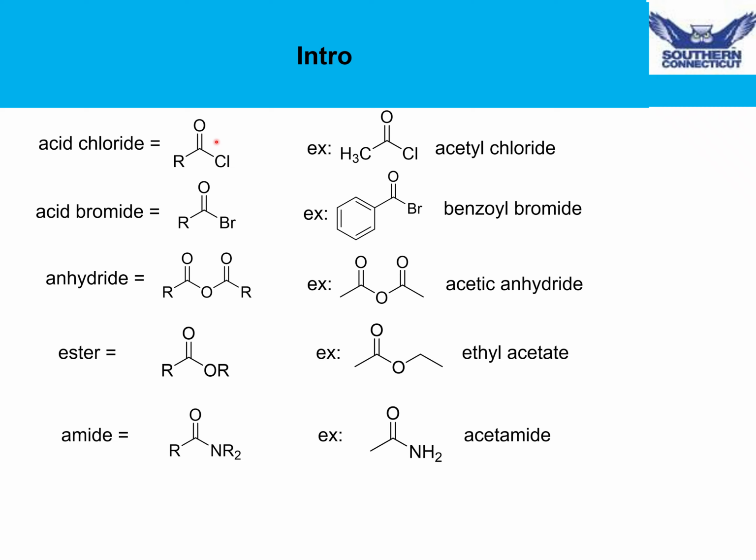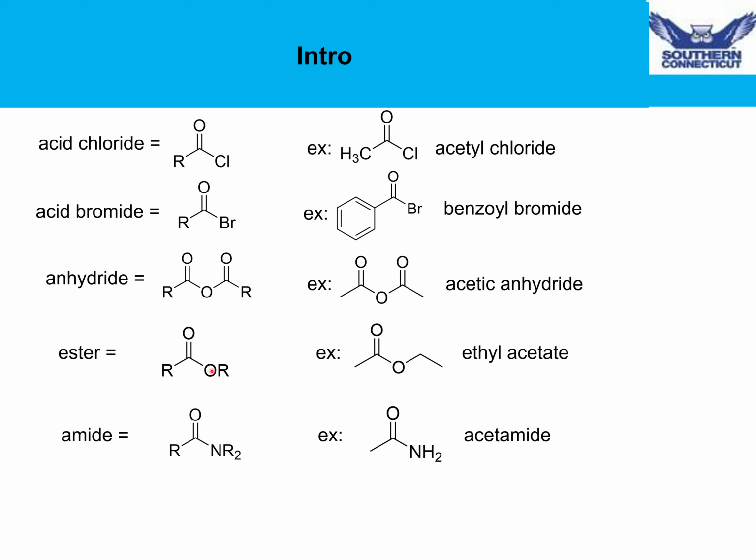Acid chlorides are compounds that contain a chlorine attached to a carbon with a carbonyl. A simple example is acetyl chloride, which is shown here on the right. Acid bromides contain a bromine that is attached to a carbon with a carbonyl, or is part of a carbonyl. An example is benzoyl bromide. Acid anhydrides, or simply anhydrides, are compounds that contain an oxygen in between two carbonyls. A simple example is acetic anhydride.